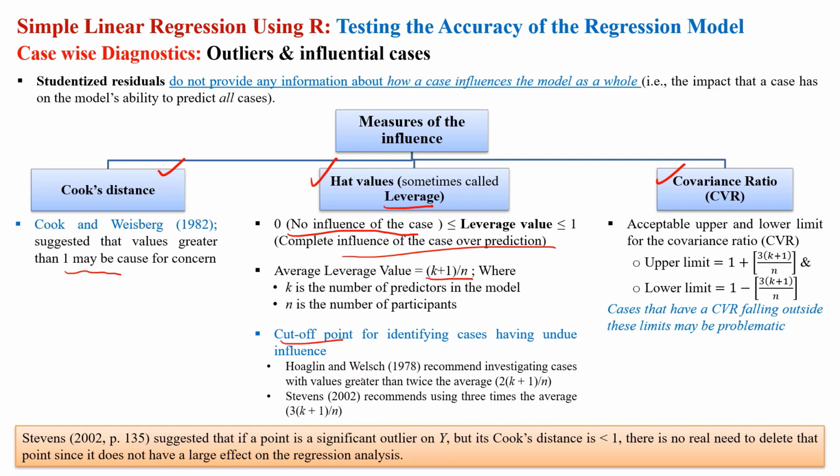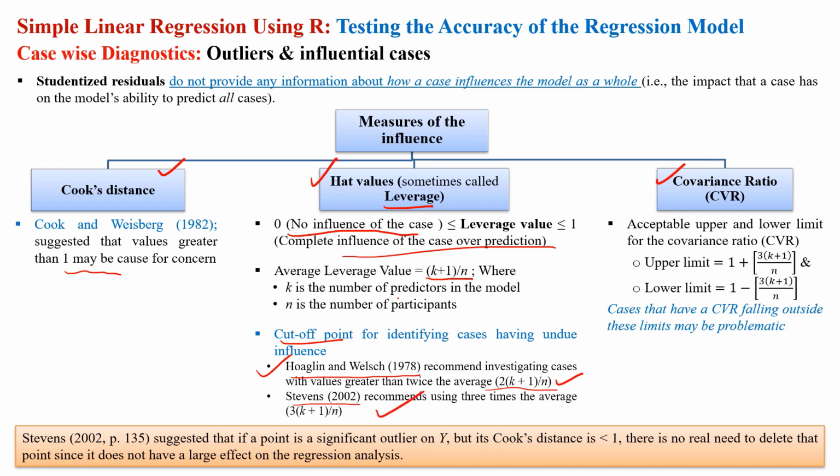There is a cutoff point provided in 1978 as well as by Stevens in 2002. They said we have to investigate the cases which are greater than this. That means we should delete those cases, according to them, if certain cases have a leverage value of more than twice the average. But in 2002, Stevens recommended that we should delete only those cases which are 3 times the average of this value.